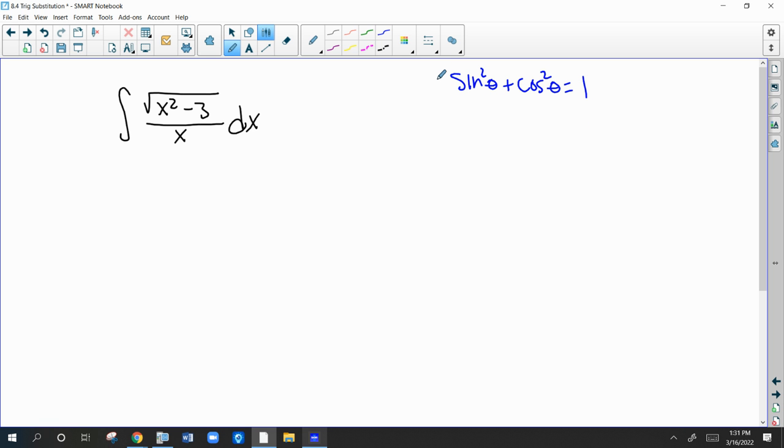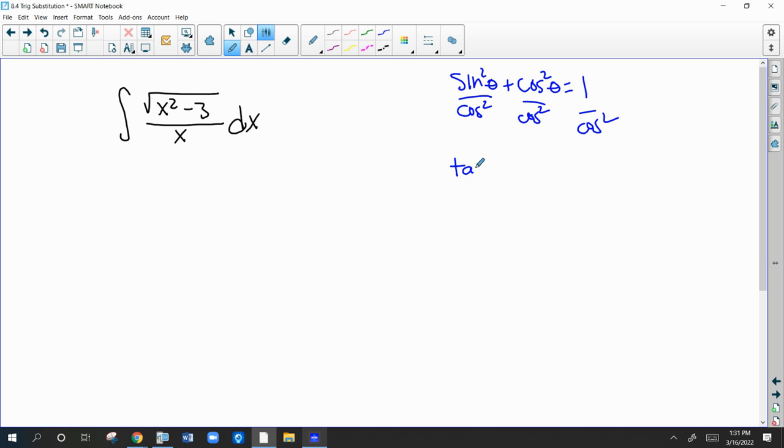But this is the one that, no, I lie. Sine squared and cosine squared could become 1 minus sine squared or 1 minus cosine squared, but we need an x squared minus 3. We need the variable to be the x squared part. So I am going to divide this whole thing by cosine squared to get the other Pythagorean identity that I usually use.